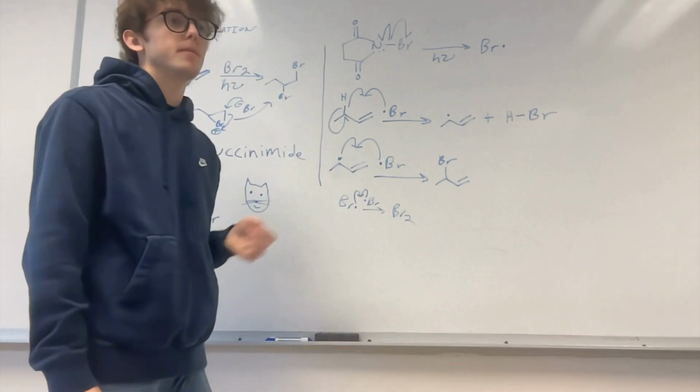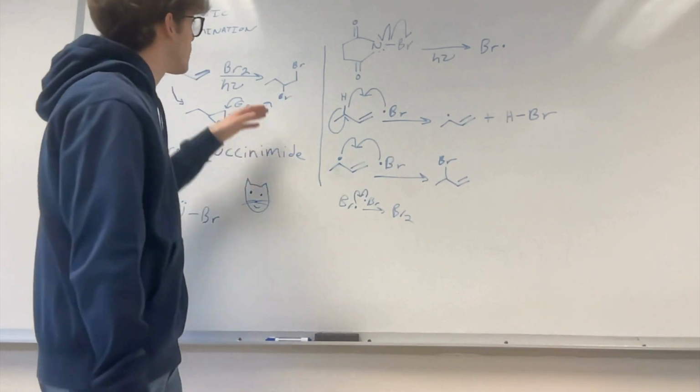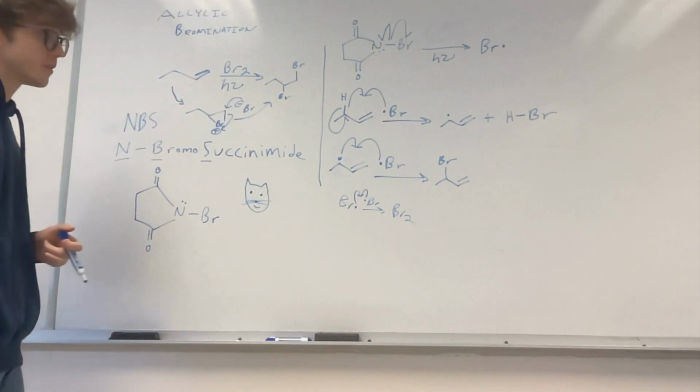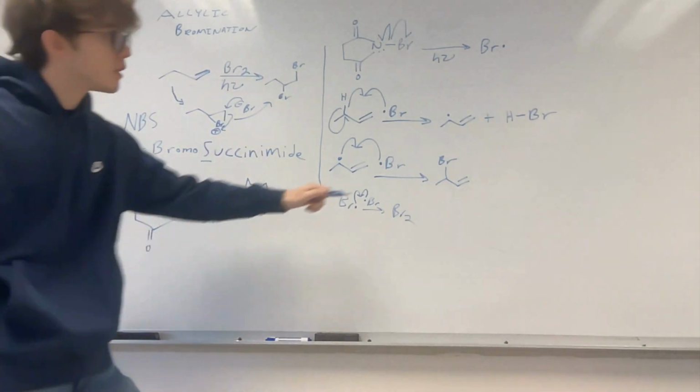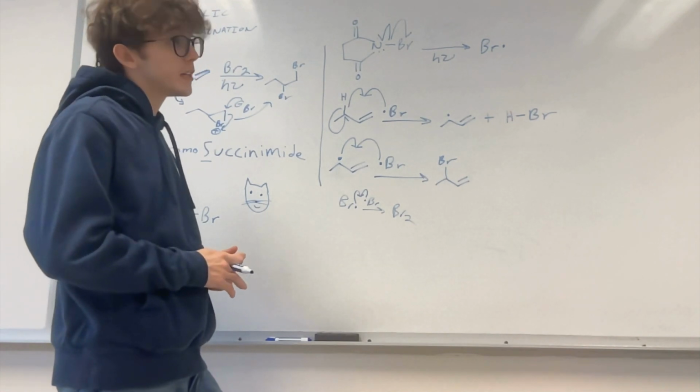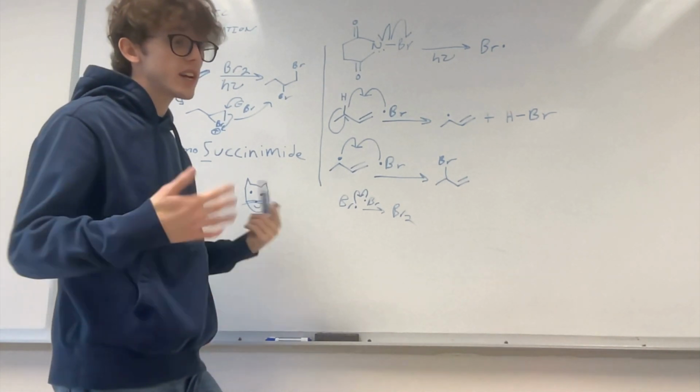With NBS, some bromine gas is formed, but you're not going to get an overwhelming amount of your alkene product, and that's very important synthetically, because now we have an allylic alkyl alkene. So quite synthetically useful.